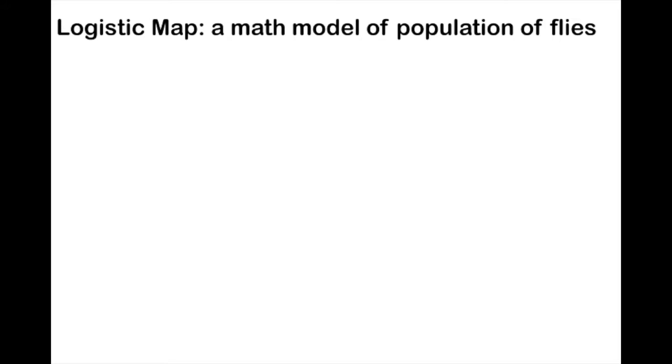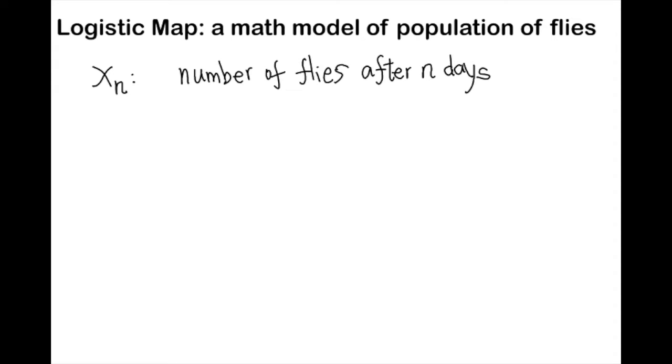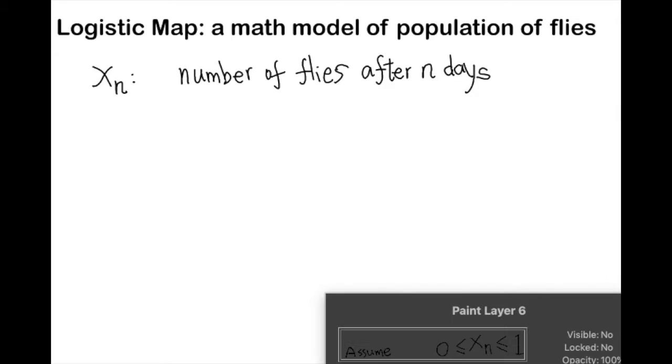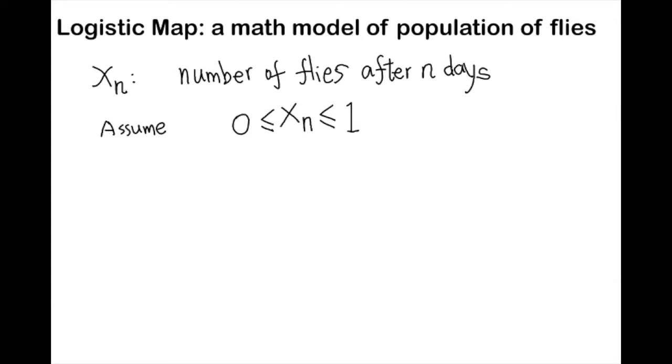Here's a mathematical model for the population of flies. Let xn denote the number of flies after n days, or on day n. And then we also will assume xn is between 0 and 1. So here 1 does not mean one fly. It means the maximum population of flies. So 1/2 will be half of that population.